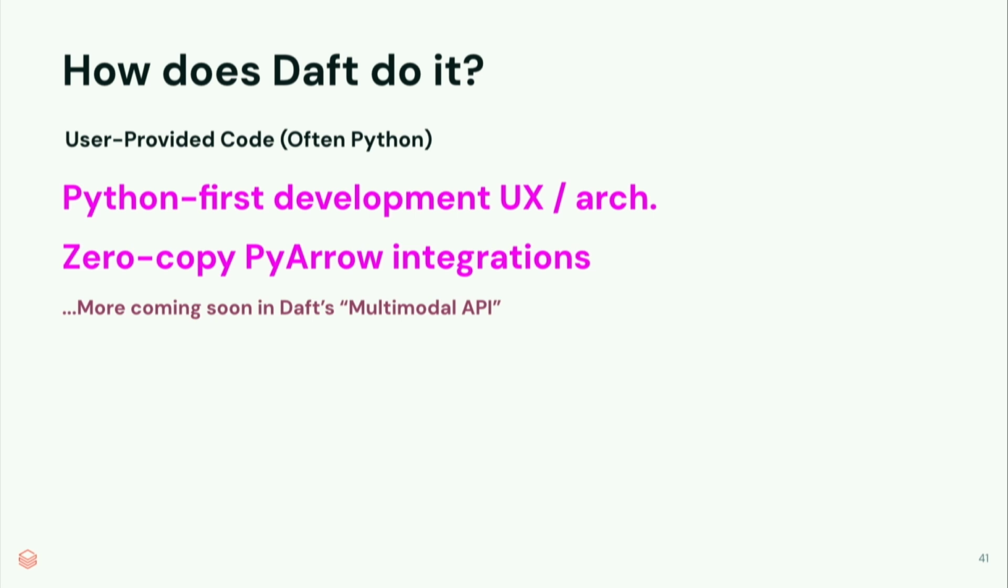And we have very nice zero-copy integrations with PyArrow. So if you have any sort of Arrow-based system, Daft integrates super nicely with them. You can move data back and forth really easily. That includes systems like NumPy and PyTorch, and that's what makes Daft really powerful when working with the Python ecosystem.